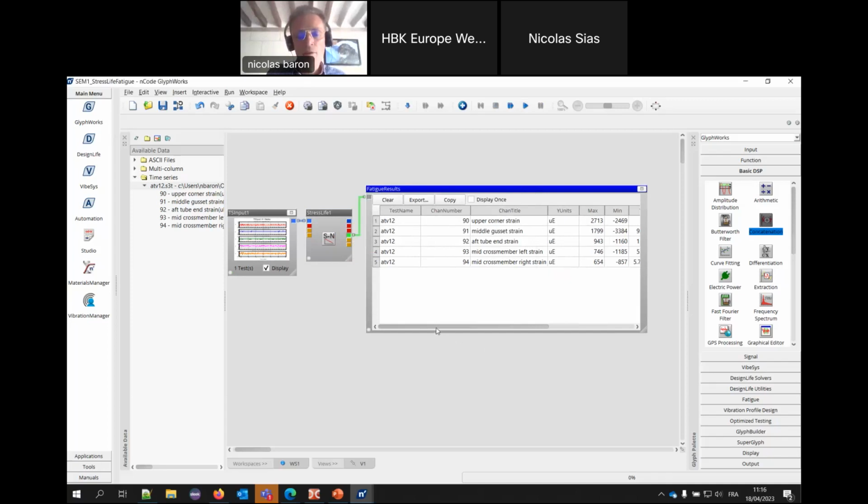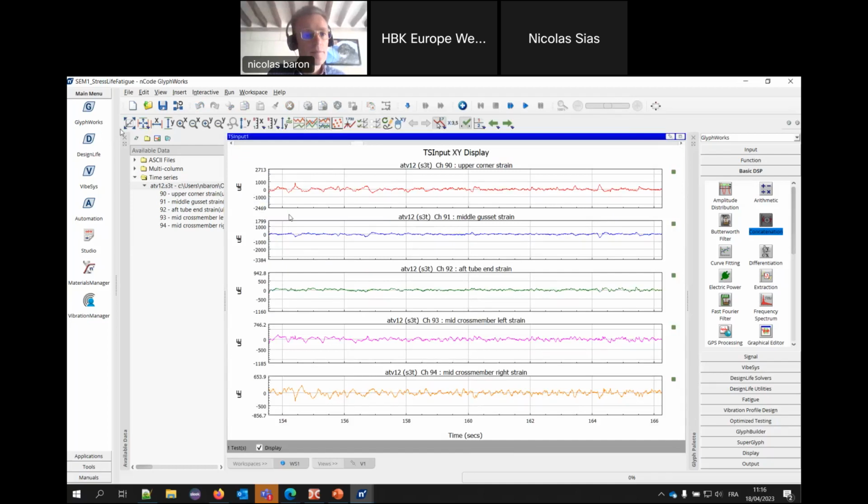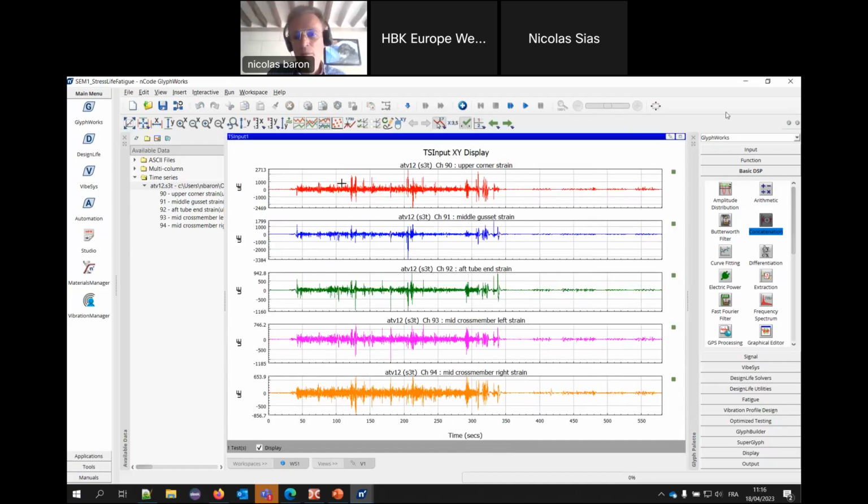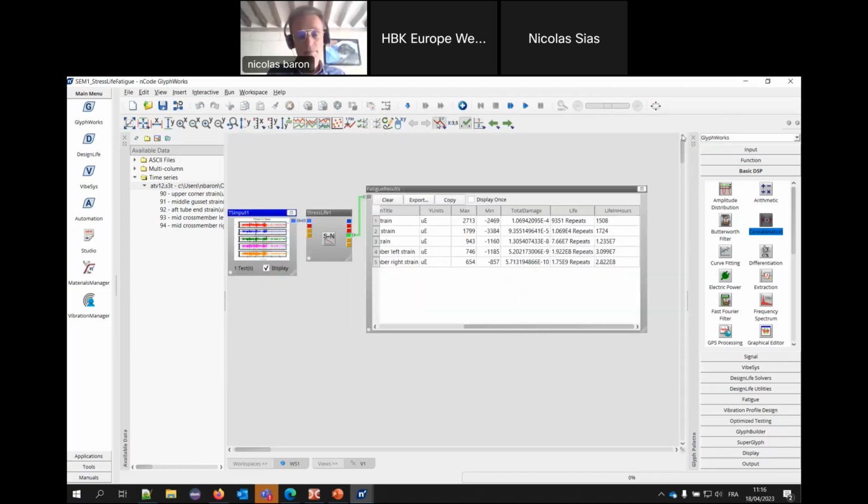I'm just displaying for the 5 channels, number 90 to 94, their title, the units. So they were measuring microstrain. So that was for strain gauges. That's correct. And then I've decided to display the maximum, the minimum value for each of the strain gauges value here. What is the max? What is the minimum value? That could be useful for me as an engineer to investigate what's going on.